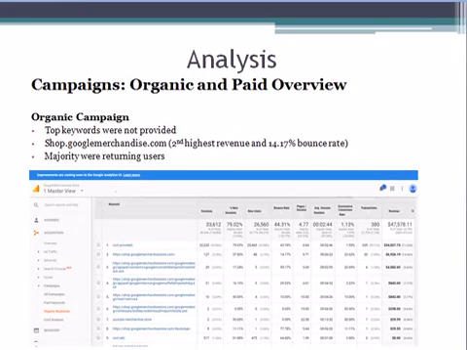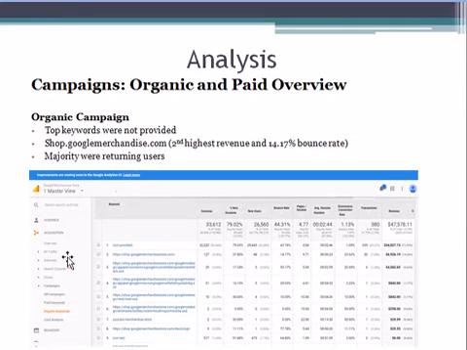With the organic, this was very interesting yet perplexing too, because a lot of the top keywords, as you can see here, were not provided, yet they brought in a lot of sales. We're talking $34,027.73, but we don't know what those keywords were, which is odd and perplexing. So we have to take it a step further to find out what those keywords were through other methods.